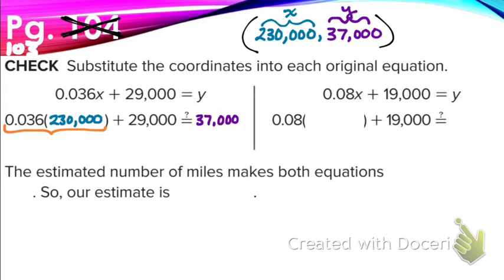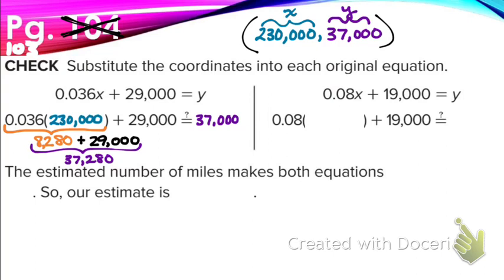What do we get when we multiply 0.036 and 230,000? 8,280. What do I want to add to that? 29,000. So on your calculators, add 29,000 to that, and tell me what you get. 37,280.